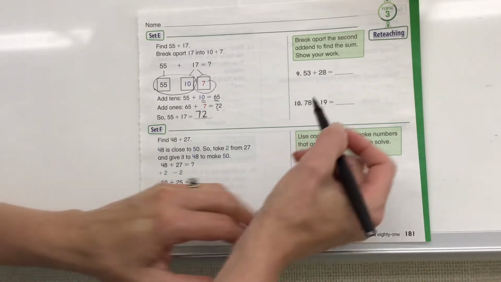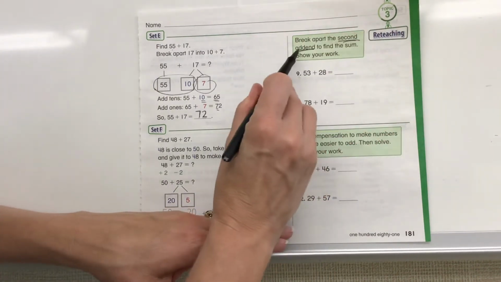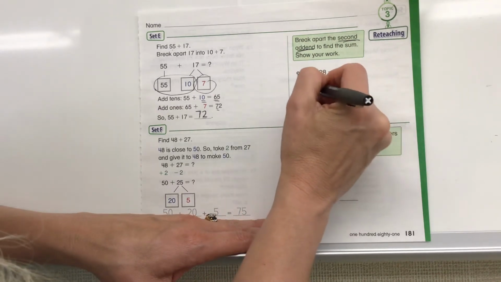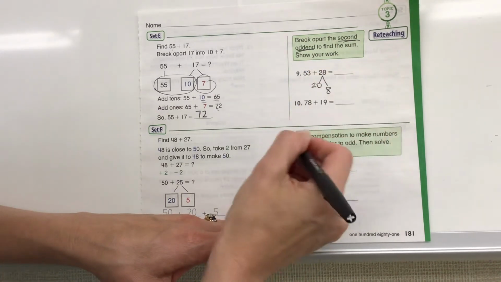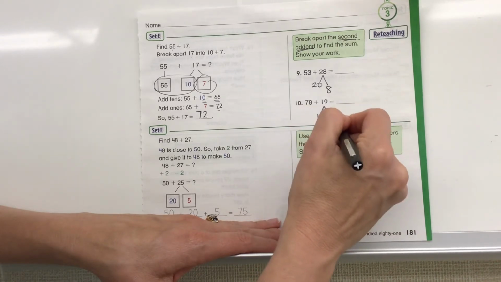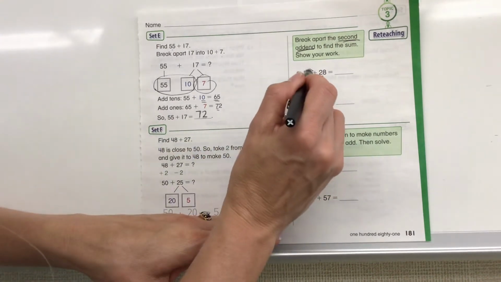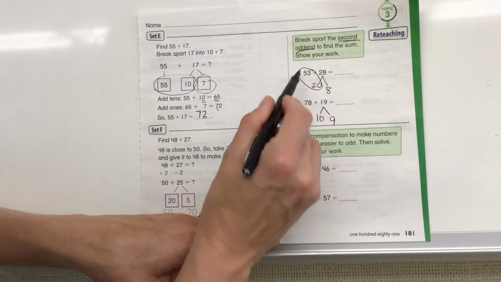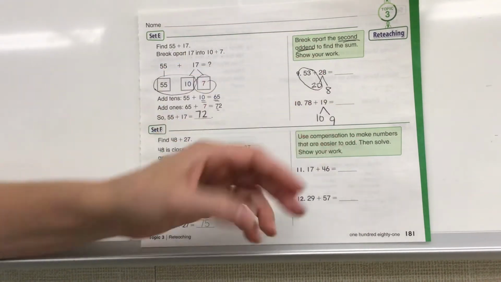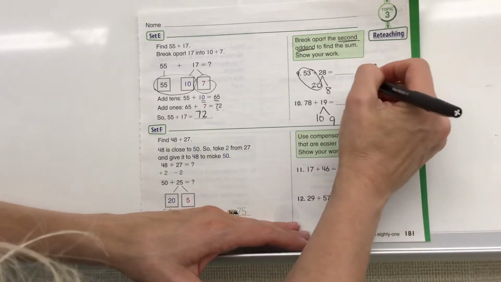So we're going to do the same thing here. So it says break apart the second add-in. Remember the second add-in? Add-in is just our fancy word for number. So we're going to break this apart into 20 and 8. I'm going to go ahead and do number 10 too. I know 19 is 10 plus 9. Okay? So now we're going to add our 53 to the 10s first. So 53 plus 20, 53, 63, 73. So we know it is 73 plus 8 more.